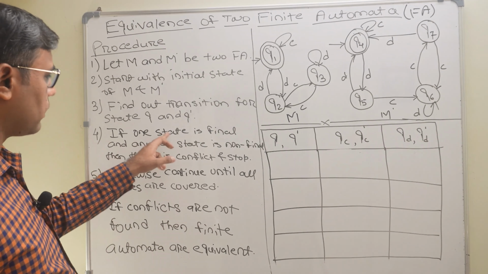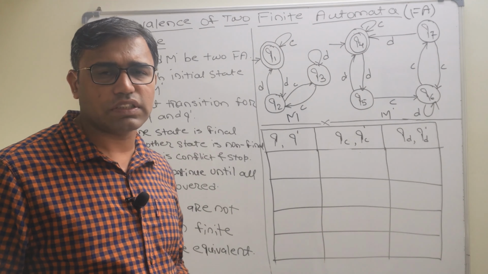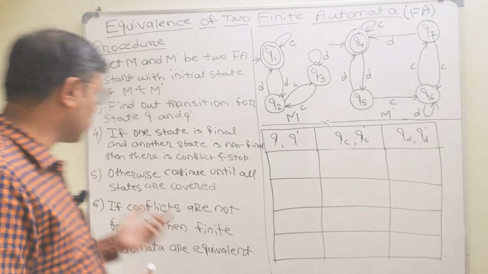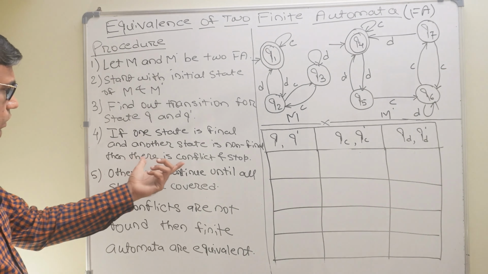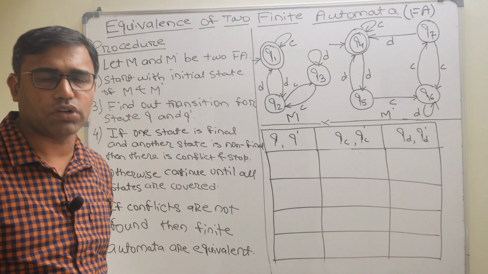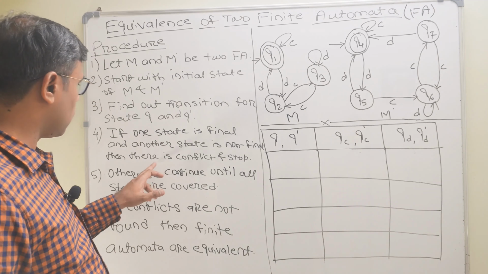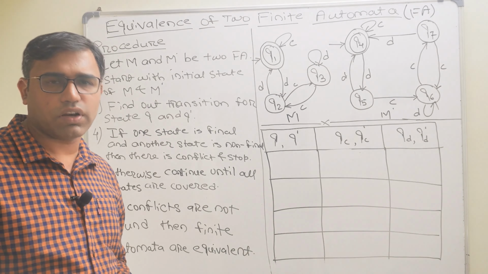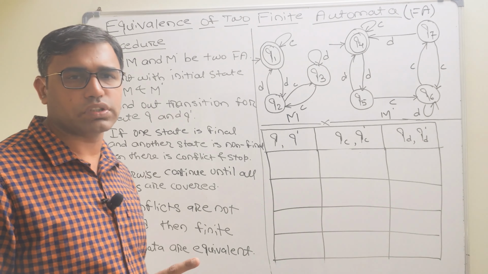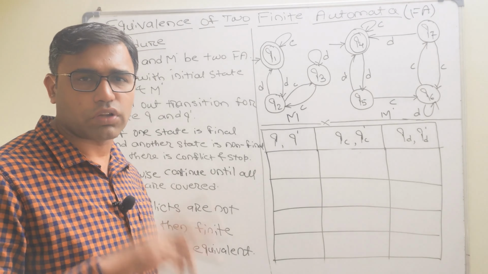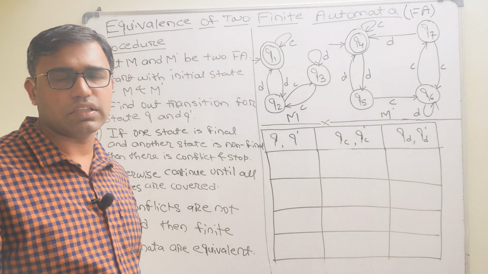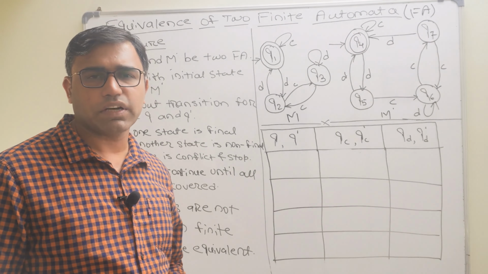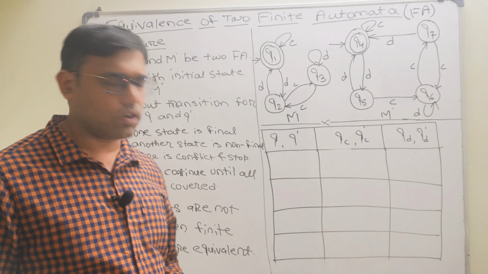After finding the transitions, if one state is final and the other state is non-final, then we can say there is a conflict and the two finite automata are not equivalent, and we have to stop. If there is no conflict, then either both states must be non-final or both states must be final. If there is one final state and one non-final state, there is a conflict and the two finite automata are not equivalent.